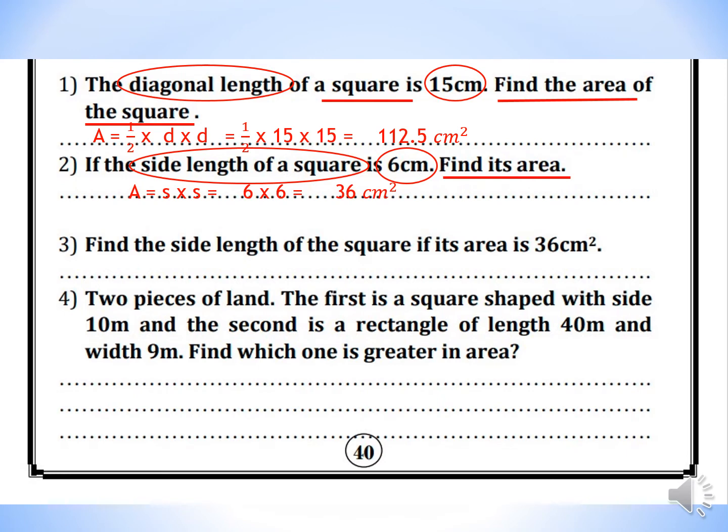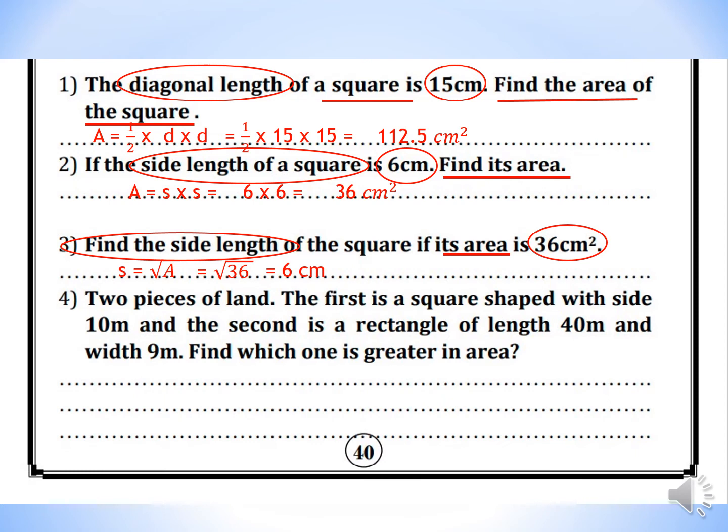In number 3, find the side length of the square if its area is 36 centimeters squared. If I want to find the side length, I have to take the square root of the area. The side equals the square root of the area, so it equals the square root of 36. On your calculator, press the square root button and then 36, and you will find that the answer is 6 centimeters.